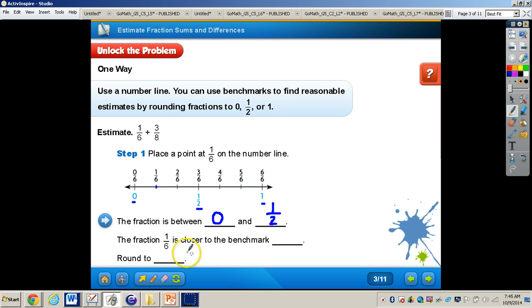Now, we need to figure out if the fraction 1/6 is closer to the benchmark of 0 or 1/2. How do we know that? We just look at our number line. It's only 1/6 away from the 0, and 2/6 away from the 1/2. So the fraction 1/6 is closer to the benchmark 0. And so what we will do is round that 1/6 to 0.